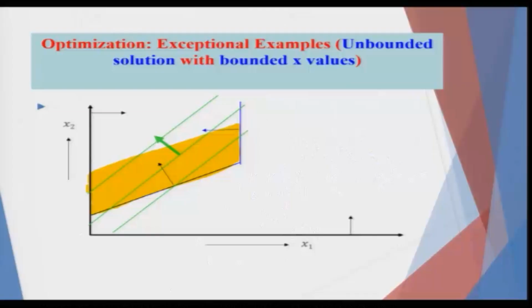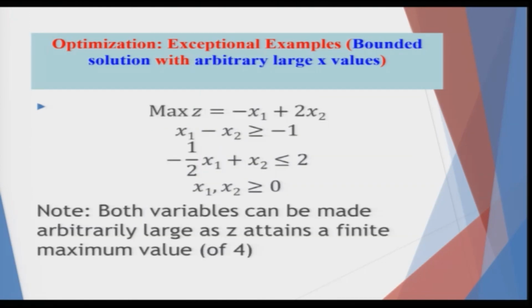solution. A solution means bounded values, but the z value, if it keeps increasing, will go higher and higher up. So, as x1 increases, the value of z also becomes infinite. So, here you have an unbounded solution with bounded x values.